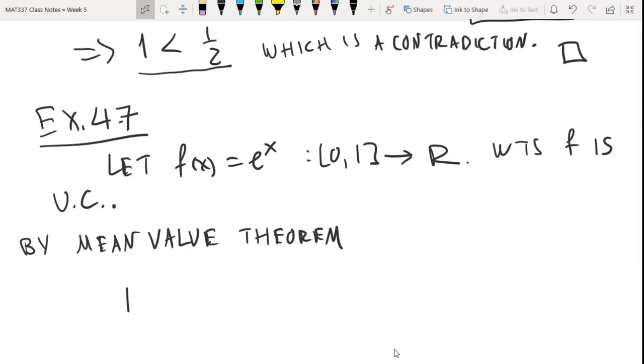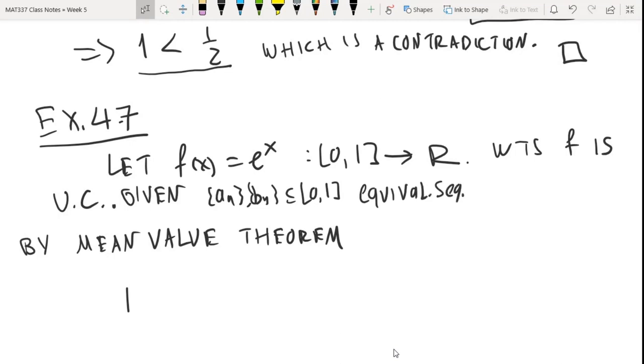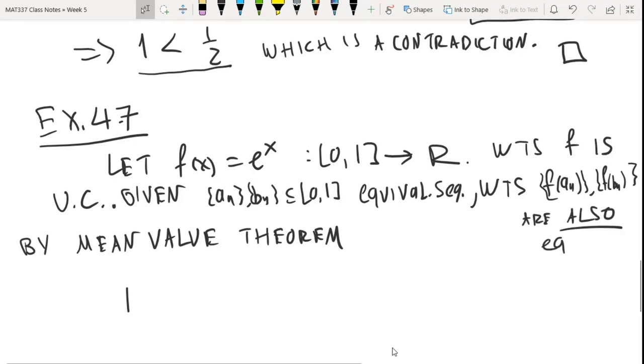Okay, so yeah, I went too fast. So given an, bn equivalent sequences, want to show f of an, f of bn are also equivalent. Is that okay?